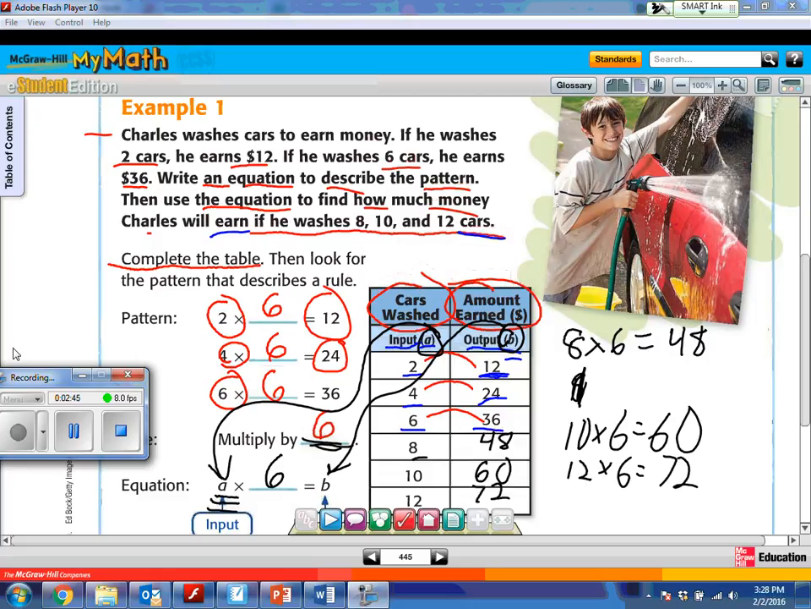So that is what we're going to be focusing on today. We're going to be using multiplication and division, again, to find more patterns. It's very similar to what we did yesterday, but today it's going to be with multiplication and division.